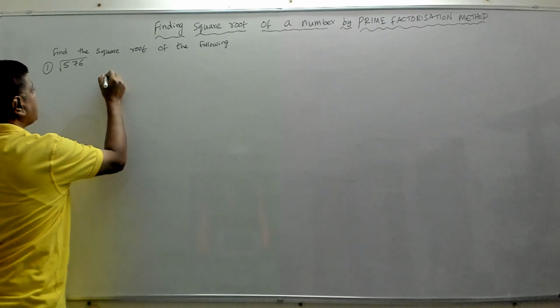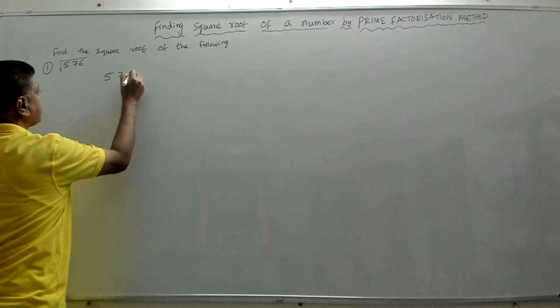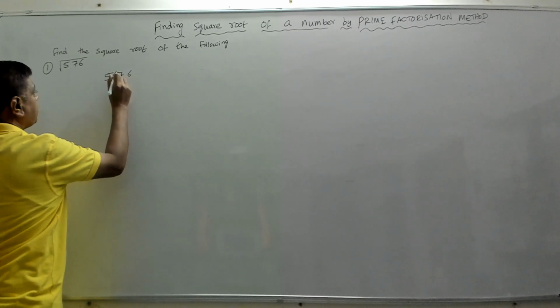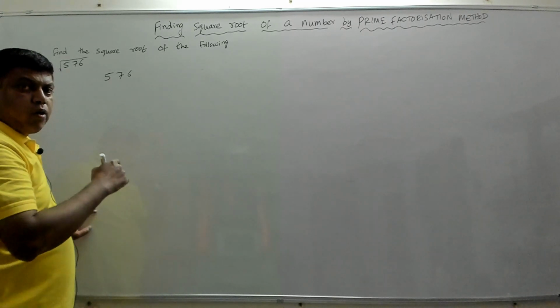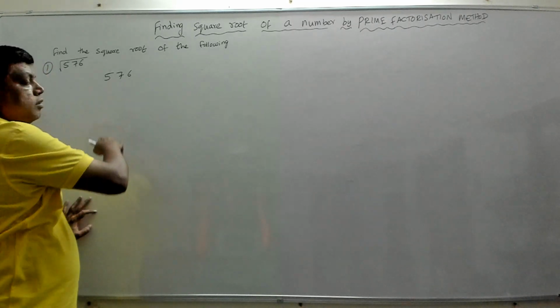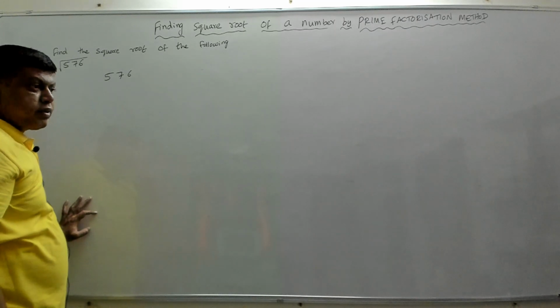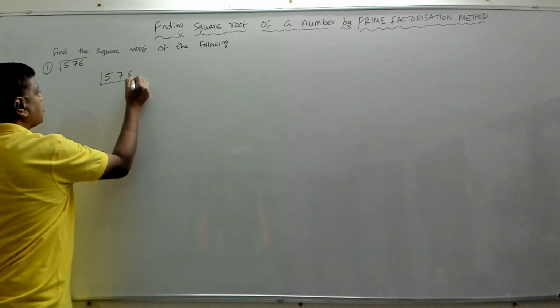First, we should write 576, and then we have to express this as a product of primes. You have to write all the prime factors of the number 576. So how do we get the prime factors? We'll do this method.